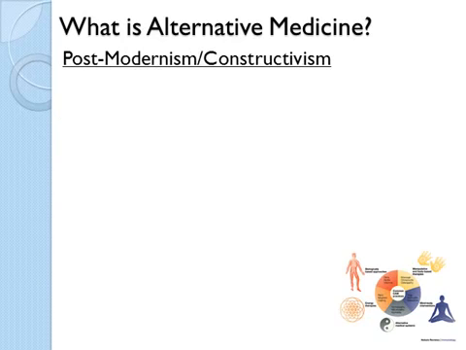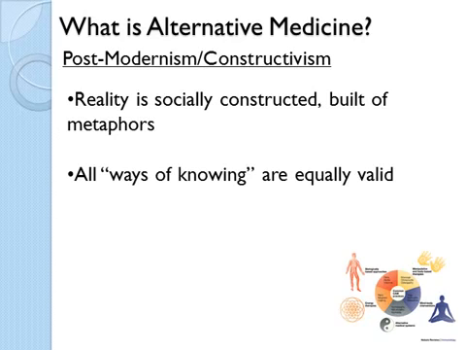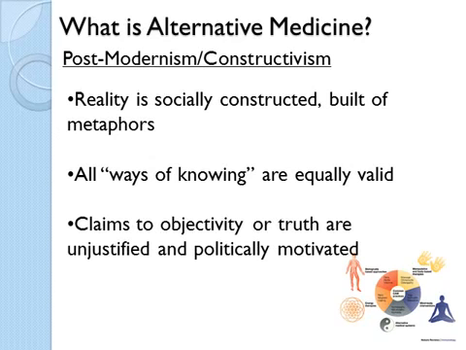Just a quick review, since it's a complicated subject. Postmodernism or Constructivism says that reality, our descriptions of reality, our way of understanding it, is socially constructed. It's an artifact of history and social cultural context, and that everything is built out of metaphors. All different ways of knowing about reality, all different sets of metaphors, are ultimately equally valid. And any claim to objectivity or to real truth is unjustified and, frankly, politically motivated.